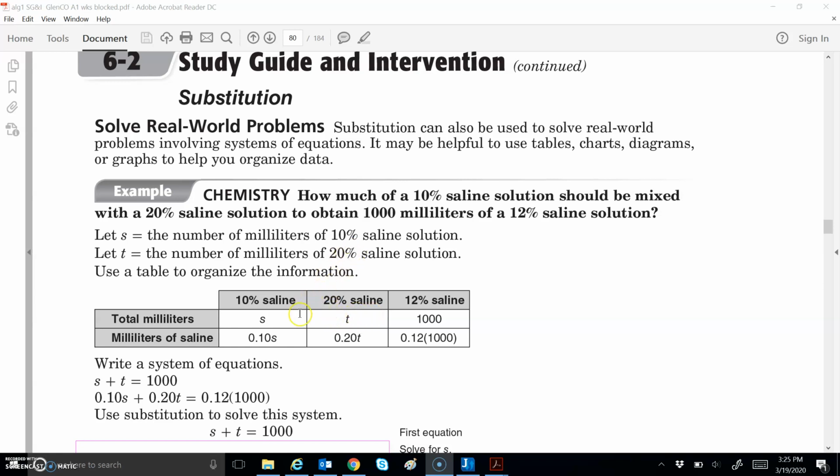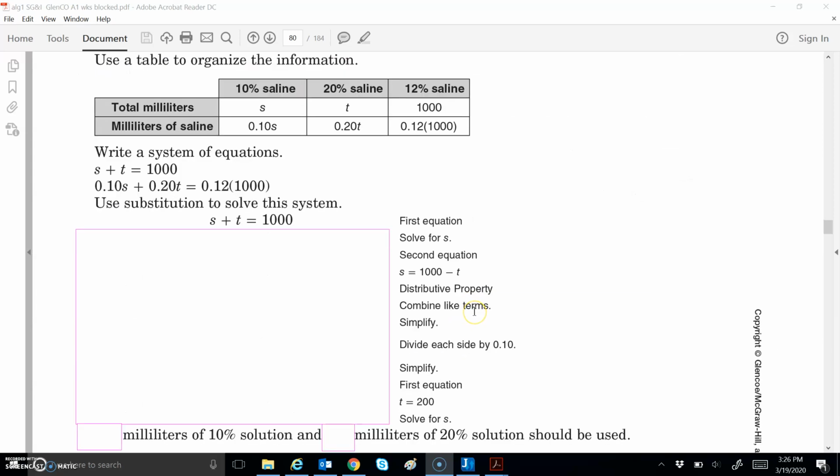So to get the 12%, though, I have to take the percent. So 10% times the amount in the 10%, and the 20% times the amount in the 20%, is 12% of the 1,000. So that's what it looks like. So let's get started here.